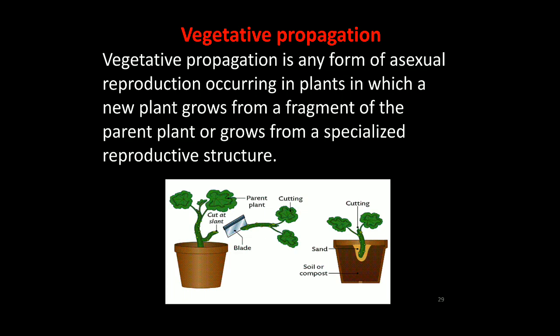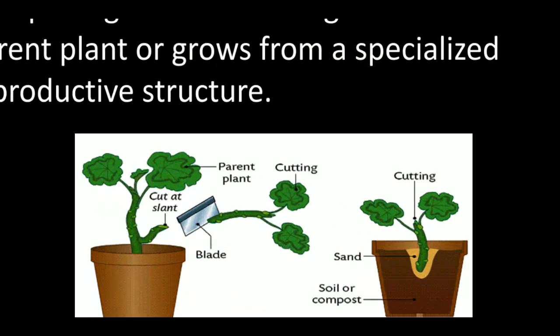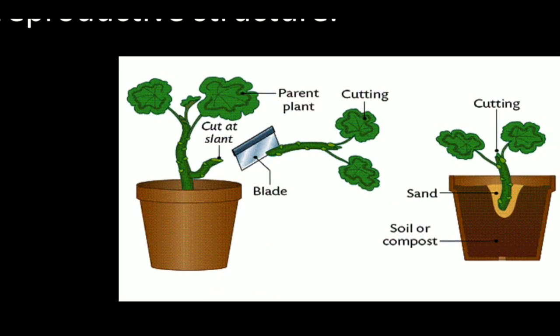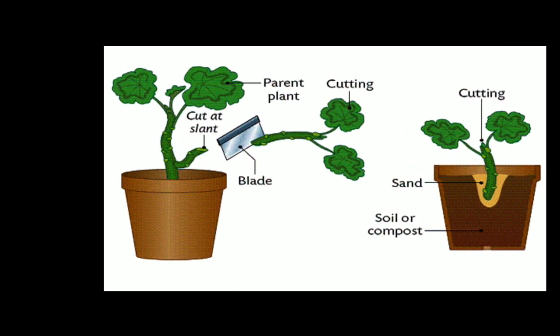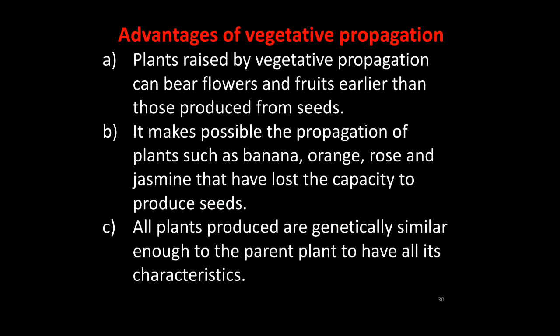See, one part is cut here, you can see in the picture. For example, one part is cut and it is put into the pot. Again, that becomes a new plant. That is called vegetative propagation.